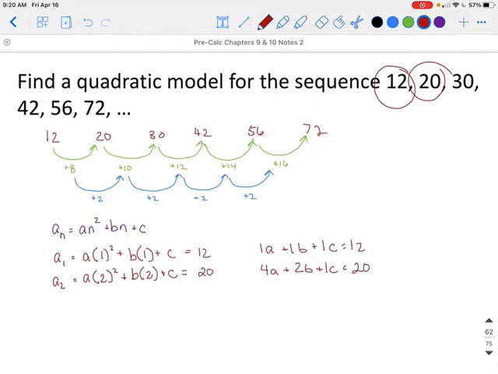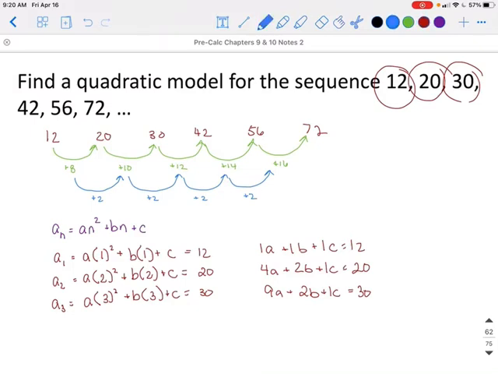Since we have 3 variables, a, b, and c, we are going to have 3 different equations. So if I do a sub 3, that's going to be a times 3 squared plus b times 3 plus c, and we know our third term is 30. So this gives us 9a plus 3b plus 1c is equal to 30.